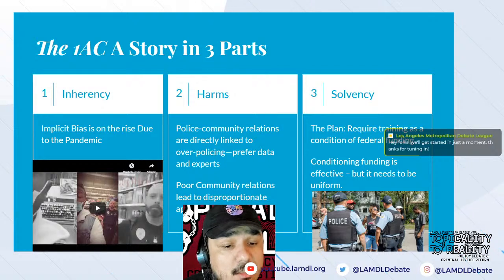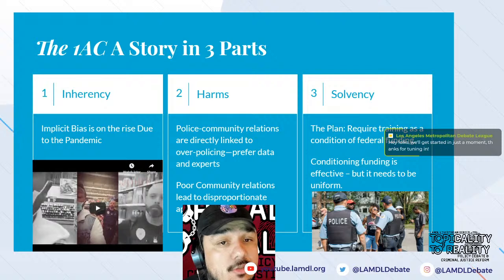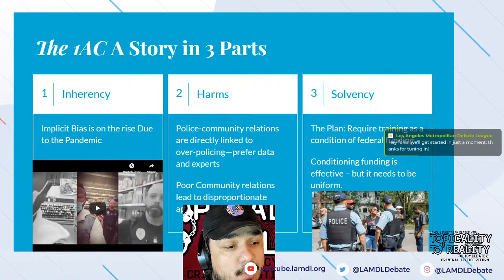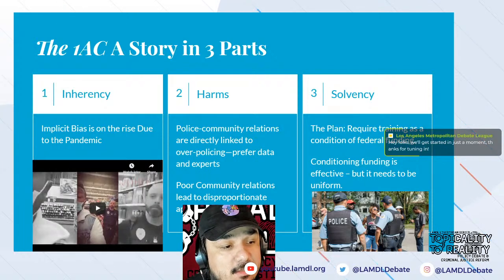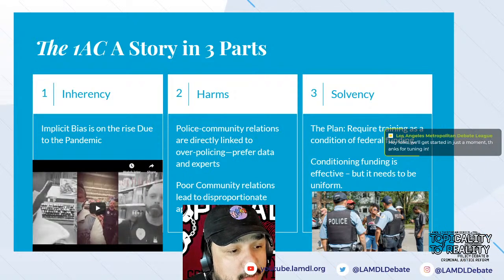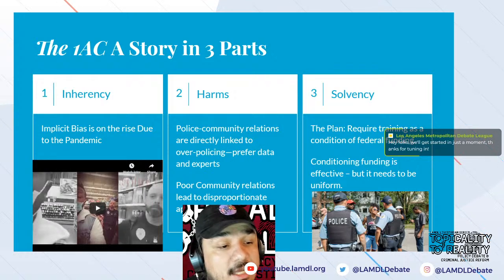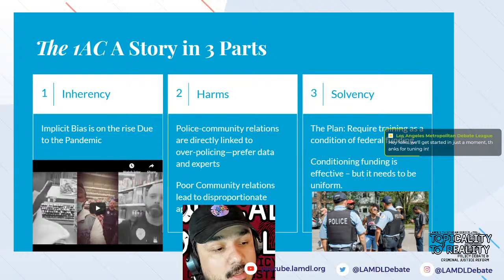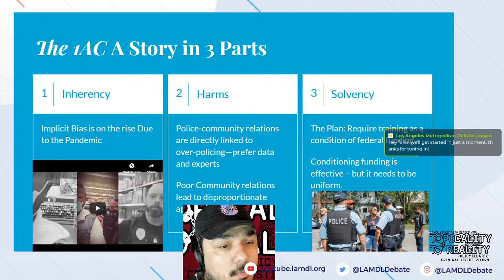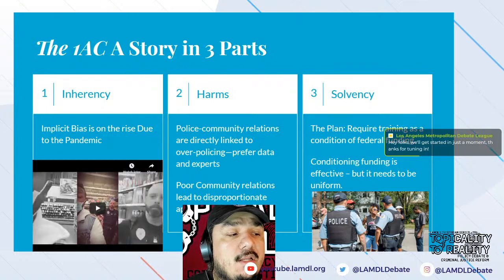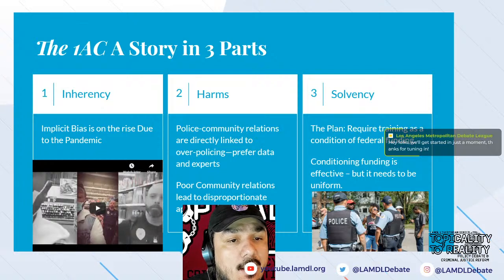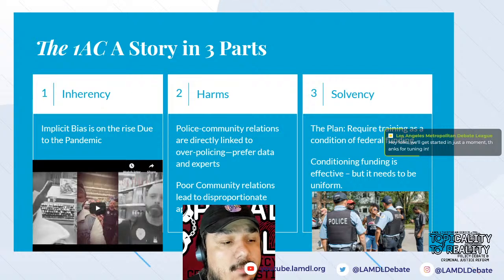According to the 1AC, implicit bias is on the rise due to the pandemic. And if we read the CNEUS evidence, it talks about how senators are currently facing requests from their constituents to pass policies that address this issue. And implicit bias and racial profiling isn't something new, but rather we're seeing a new symptom of it in the way that black folks and people of color are being dealt with by police, right?